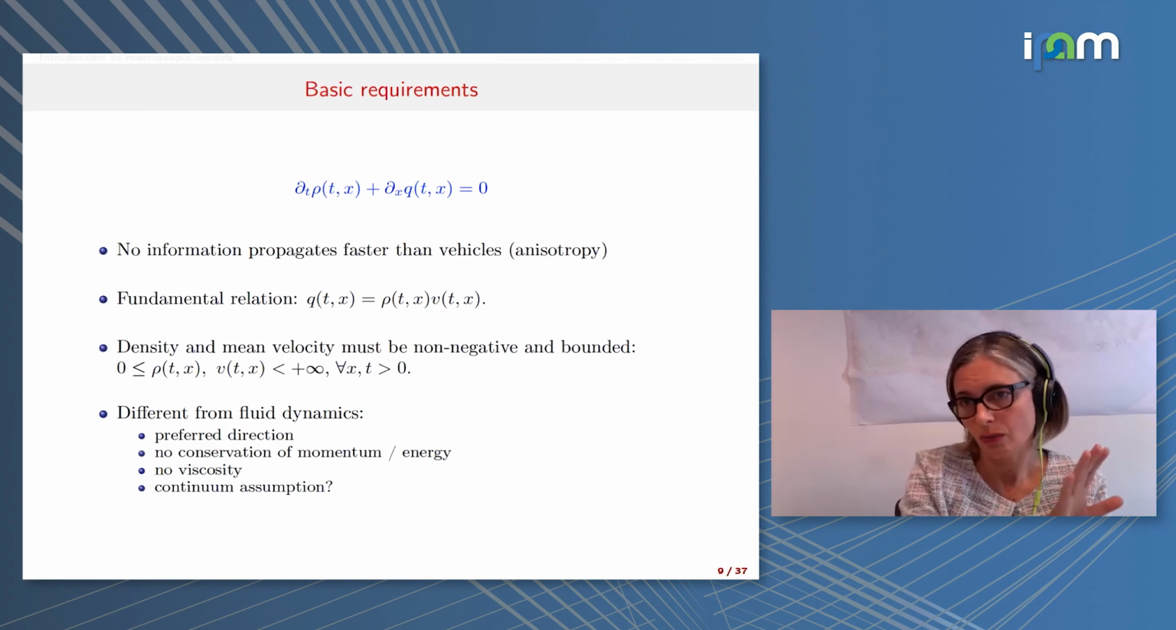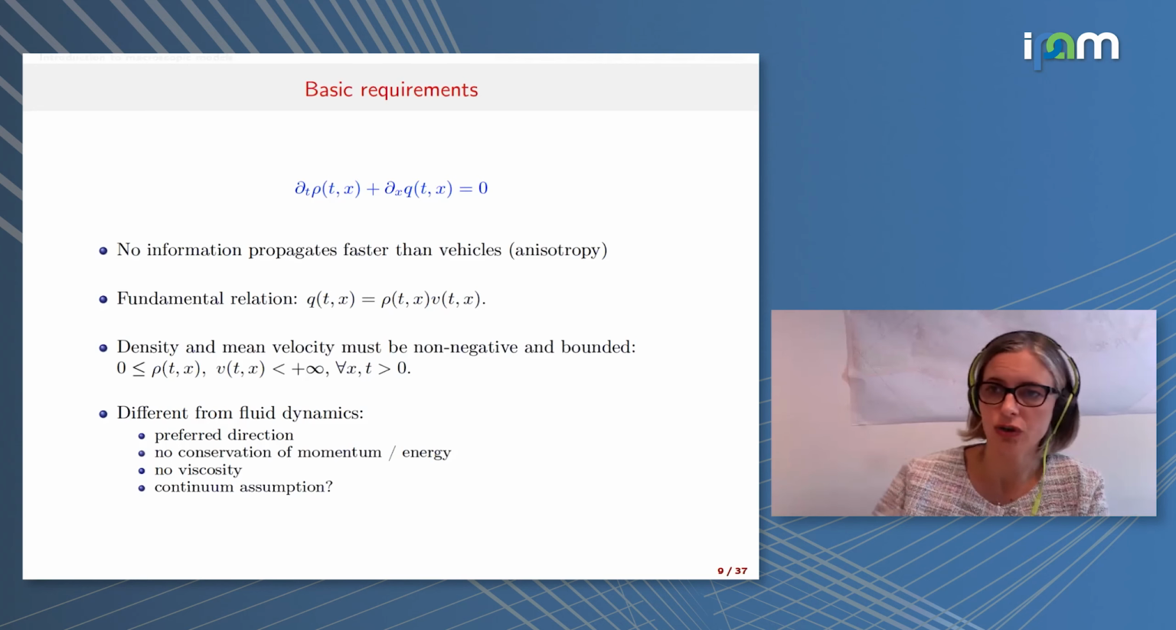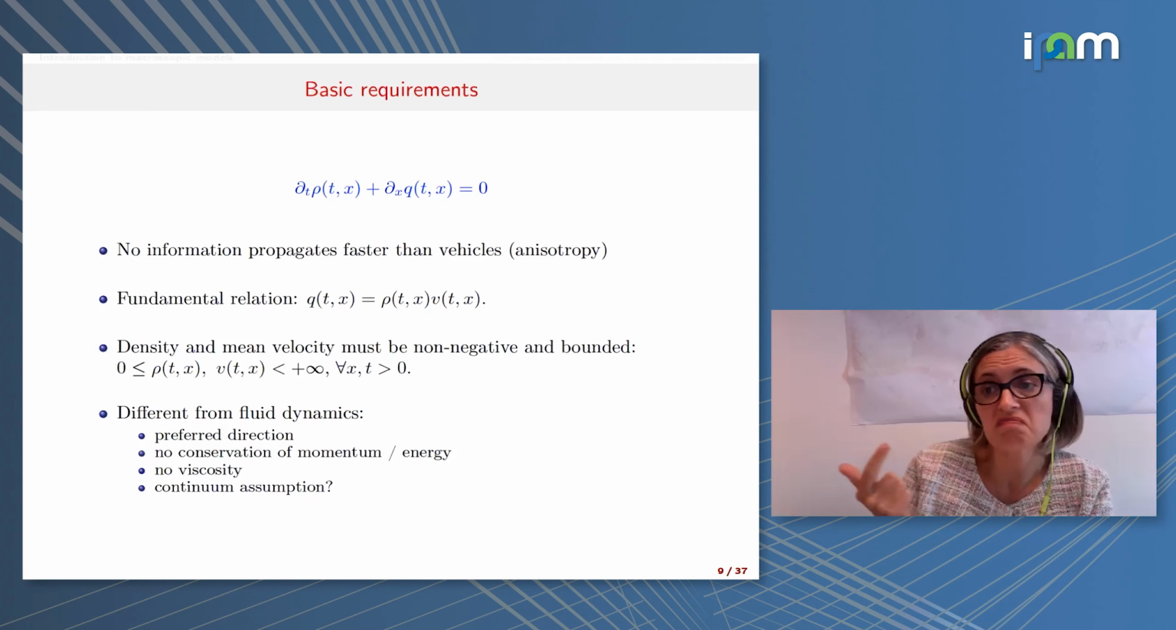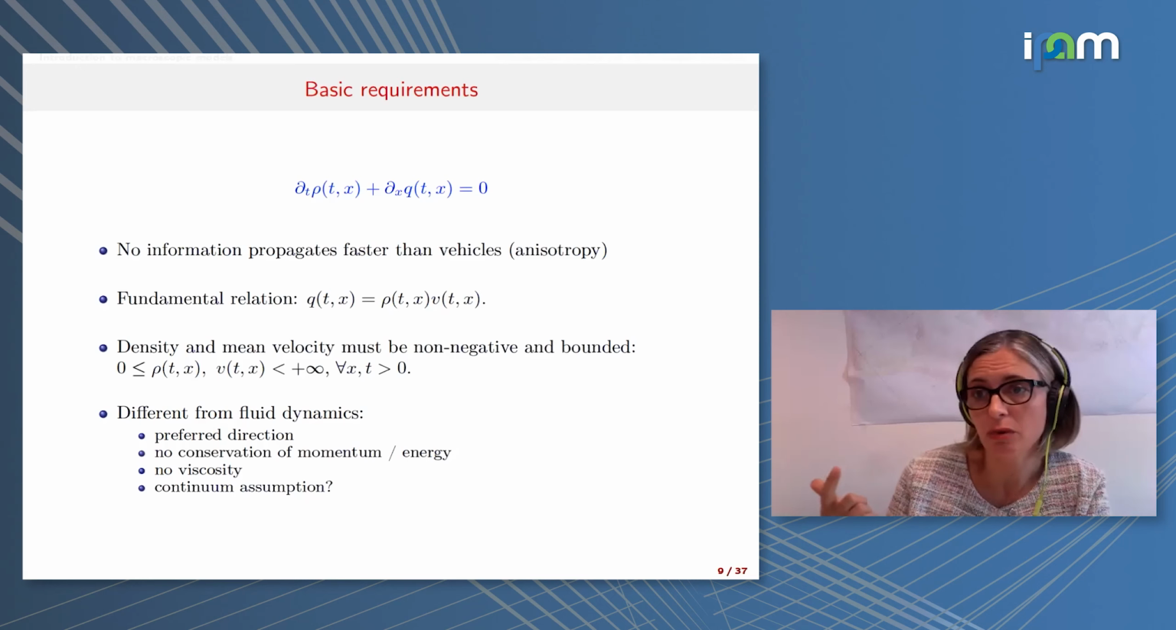I don't want to have negative density, of course, and neither negative velocities, because I'm trying to describe the traffic flow on one lane, or more lanes, but running in the same direction. So I don't want vehicles to come back, which would be problematic. And so there are all these differences with respect to fluid dynamics. There is a preferred direction, there is in principle no conservation of momentum and energy, which are the other equations that appear in fluid dynamics.